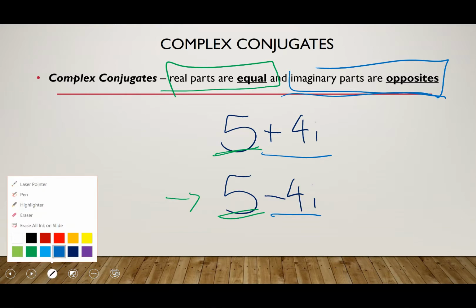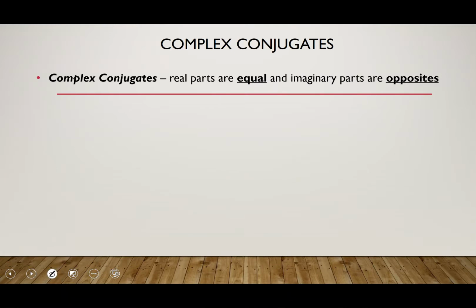It's kind of like saying, what's the opposite of negative 2? And you would say positive 2. That's really all we're doing with these problems. So let's try another, shall we? 7 minus 3i. Its complex conjugate is 7 plus 3i. Fancy, I know.